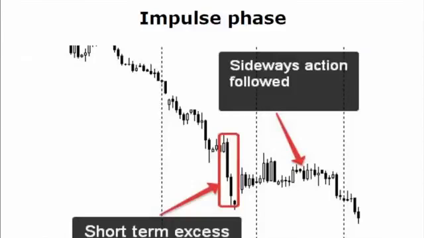An example of the impulse phase is shown on the chart on this slide. You see that price action is accelerating, with 2 days of market going down with extremely fast momentum. And as you see, this phase is followed by a pretty elongated sideways action.